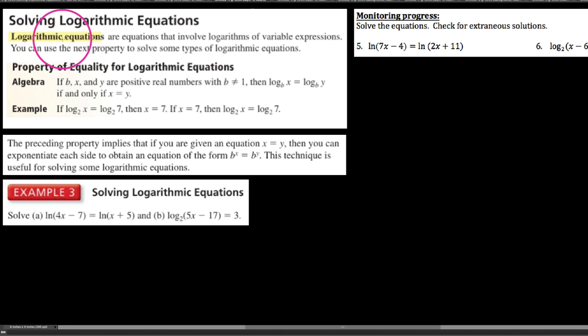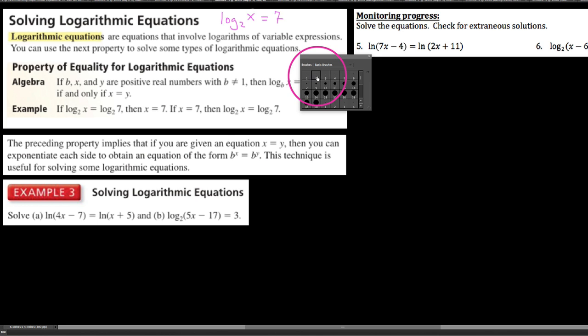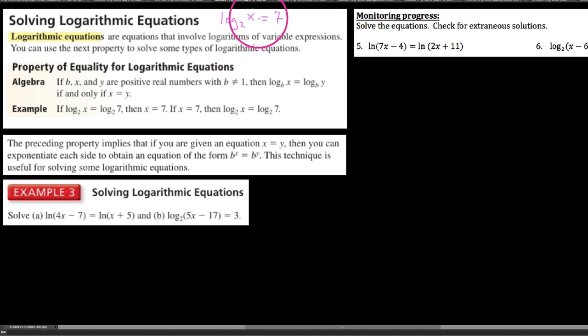We say that logarithmic equations are equations that involve logarithms of variable expressions. So we may see something like log base 2 of x equals 7, and what we're trying to figure out is what this x is. Solving for that in certain instances involves a little bit more than rewriting it exponentially and being done with it. But here's the deal: we're going to be solving equations that have unknowns inside the log.